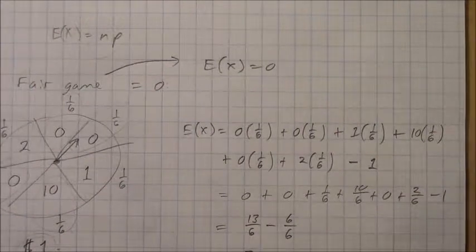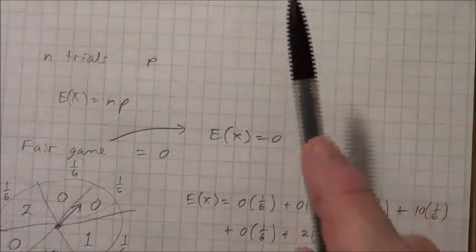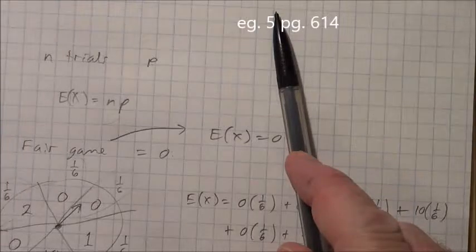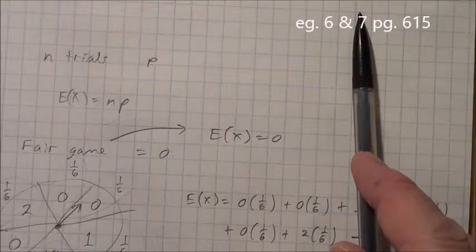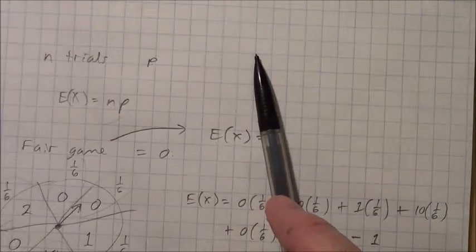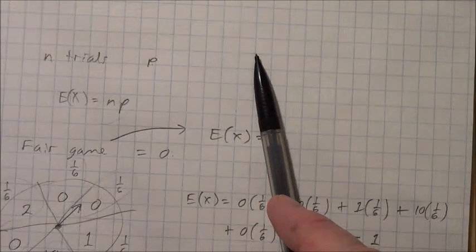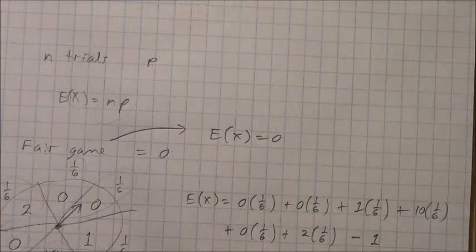Okay, and that's basically it for expectation. We're going to go through a few examples tomorrow as usual, and then we'll let you continue working on the practice questions later on. So after you finish this video, please look at example 5 on page 614, and then examples 6 and 7 on page 615, and then after that take a quick look at exercises 1 through 8, 10 and 14 from pages 616 to 617, and then we'll take a look at all this tomorrow in class.